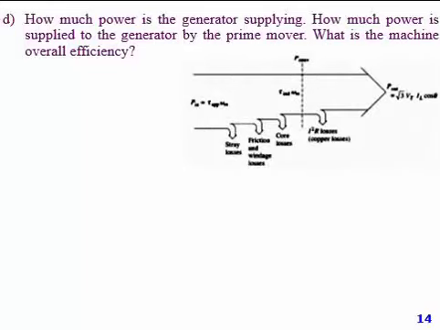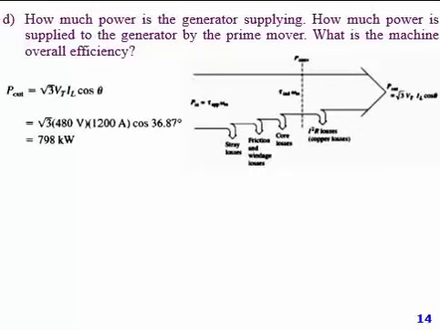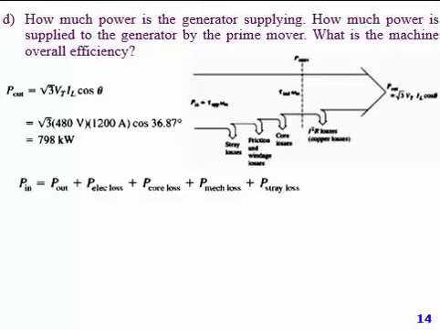Now we come to the fourth part, D part. How much power is the generator supplying? So we want to calculate P in. How much power is supplied to the generator by the prime mover? What is the machine overall efficiency, eta?